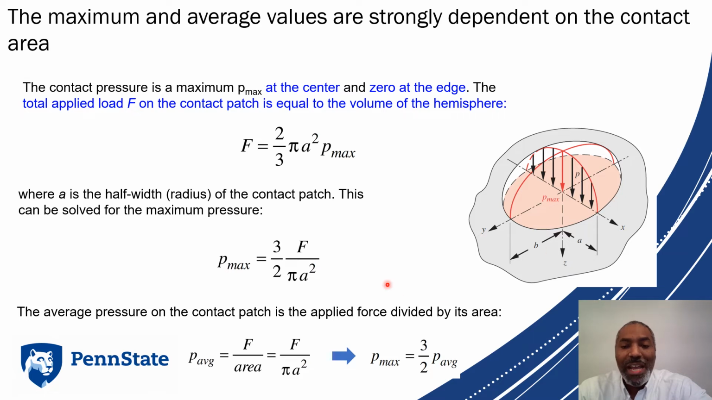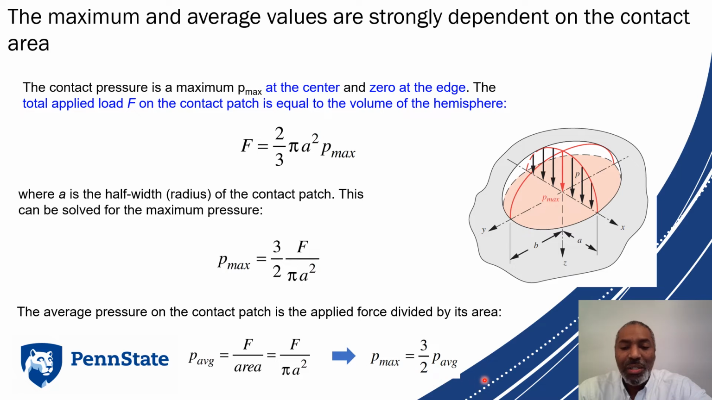So if we solve for our maximum pressure, we get 3/2 F over pi a squared. This stems from taking our force, integrating it on the surface over the ellipsoidal area to find that P max is related to our force by pi a squared times 2/3. And then we can use these two relationships to find that the average stress is F over pi a squared, whatever the applied load F is, and the maximum is 3/2 P average.